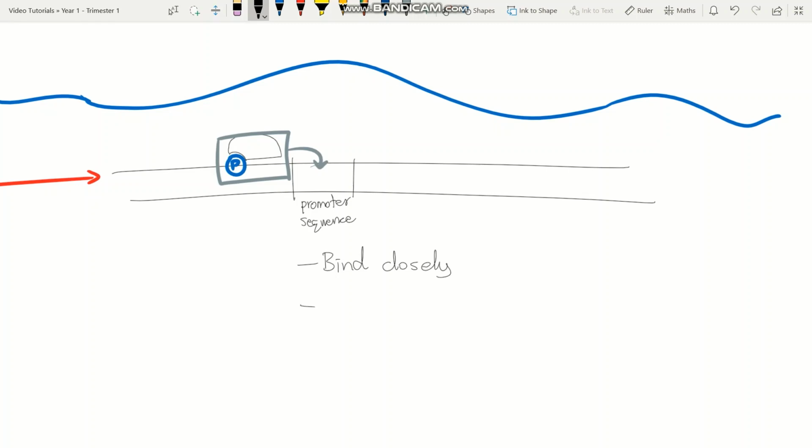and also allows for the transcription process to start, and it also allows for the controlling of the speed of transcription. So it can allow for transcription to happen fast or slow.